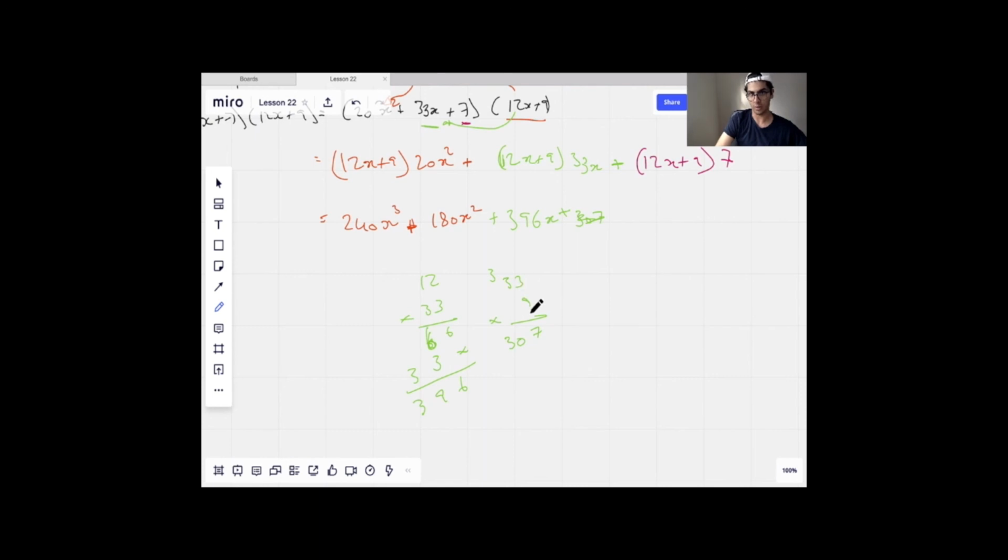So 3 times 9, 27. So carry the 2, right? Not the 3. So 29, there we go. That's a mistake I made. It's helpful to see me make a mistake sometimes.